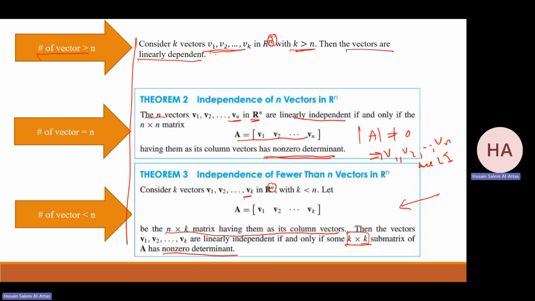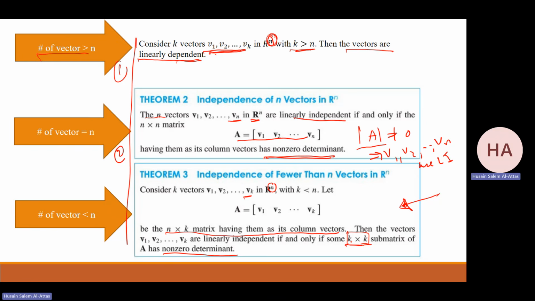Just to make it short, cases 1 and 2 are easy to do. Case 3 we'll talk about more in the next recording. If the number of vectors is more than the dimension of Rn, then right away the vectors are linearly dependent. If they are the same, then I will do it through the determinant. And the last one, if the number of vectors is less than n, then there is a way through taking a submatrix.